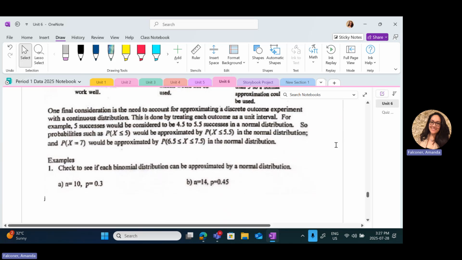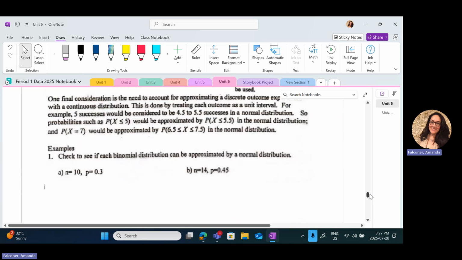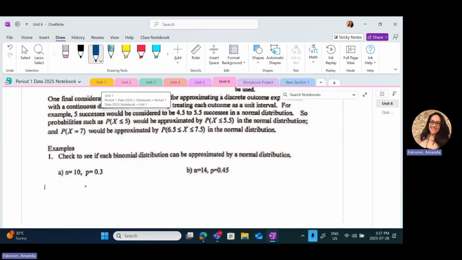Okay, so examples. We'll see that when we get to our only example that we'll do as a group. Check to see if each binomial distribution can be approximated by a normal distribution. So we've got n is equal to 10, p is equal to 0.3. So I'm going to do a quick calculation of what q is, right? It's 1 take away the likelihood of success, so that would be 0.7. And then n times p is 10 times 0.3. That's 3. Already we're a no, right?